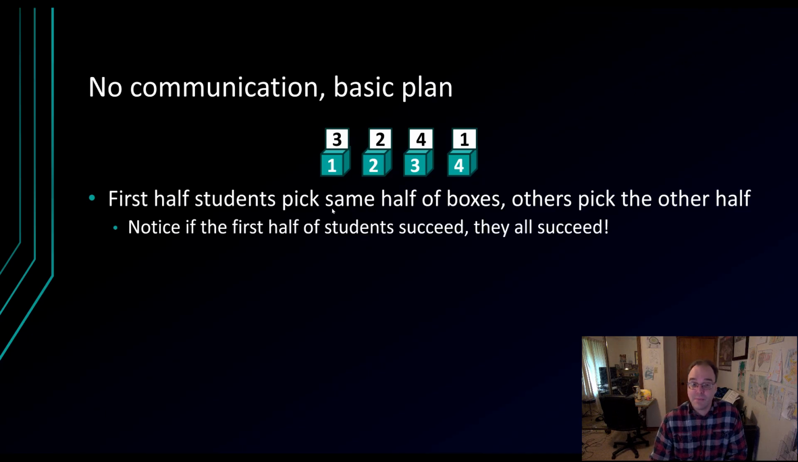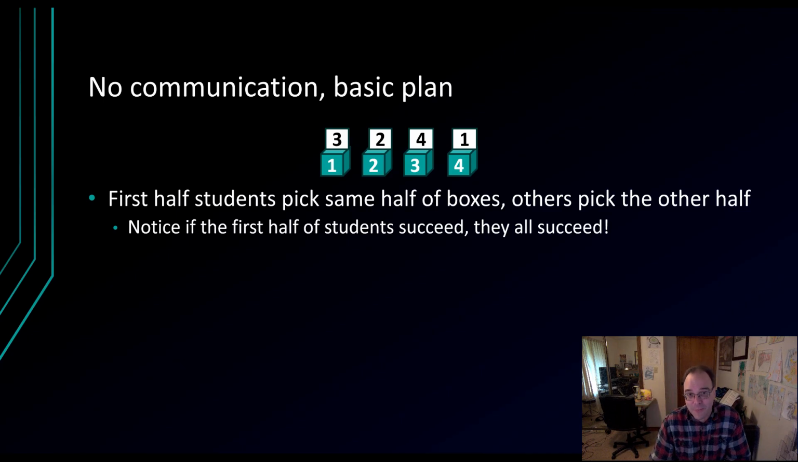But here's the key piece to notice. If the first half of the students succeed, they will always all succeed. Why? Well, if the first 2 students go in and pick their even-numbered boxes and they happen to be right, students 1 and 2 happen to be in those 2 boxes in some combination, either 1, 2 or 2, 1.